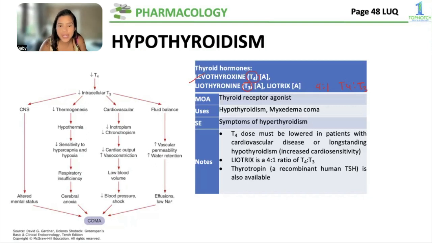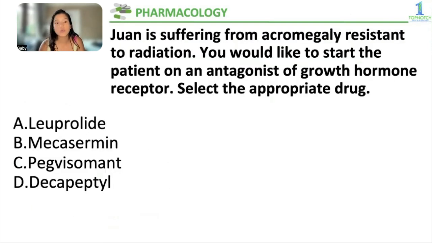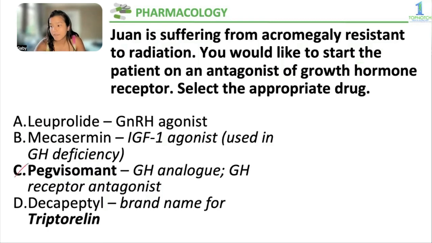Okay. So let's answer a few questions on the thyroid drugs and the hormone drugs. Juan is suffering from acromegaly resistant to radiation. You would like to start the patient on an antagonist of growth hormone receptor. Select the appropriate drug: is it leuprolide, mecosermin, pegvisomant, or decapeptyl? Our answer is pegvisomant. Remember, pegvisomant is a GH analog and is therefore a GH receptor antagonist. Leuprolide is a GnRH agonist. Mecosermin is an IGF-1 agonist. We use it in GH deficiency, not in acromegaly.